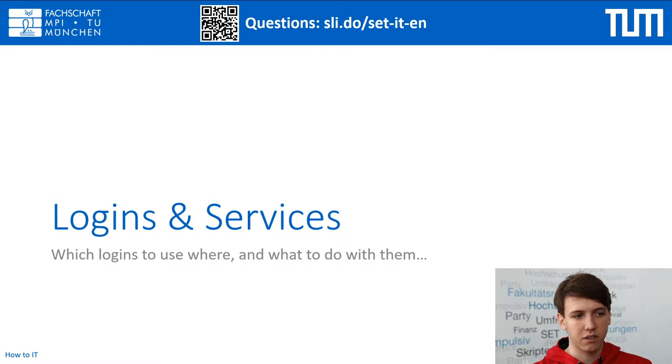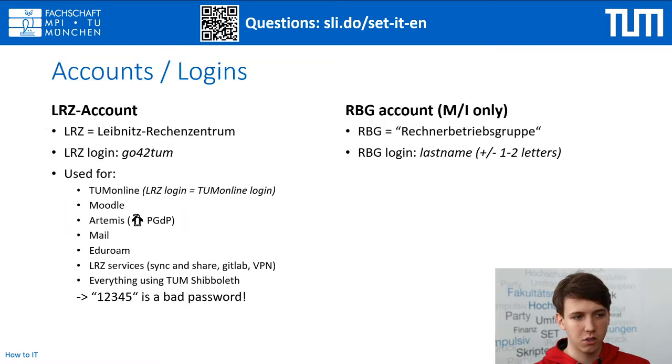So the main difference is we have two different logins you can use. First, your LRZ account, which is basically your TUM login, as I call it often. This is your main login that you already got from the Leibniz Rechenzentrum at the start of your time here at TUM, after you got accepted. On the other hand, we have the RBE account, which is only for the mathematics and informatics department, which is basically from the local Rechnerbetriebsgruppe, from those guys who do the IT, who are responsible for the IT services in this building.